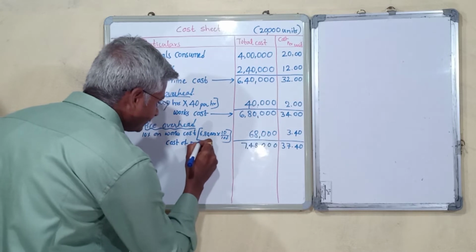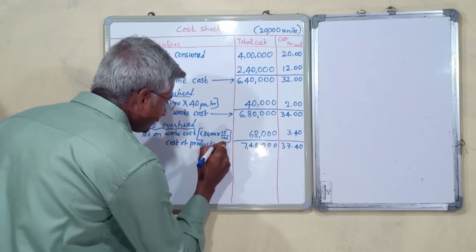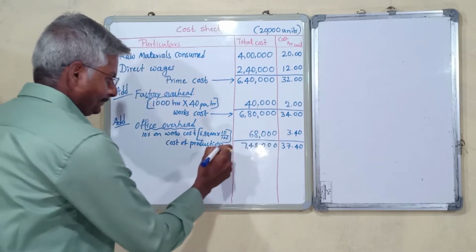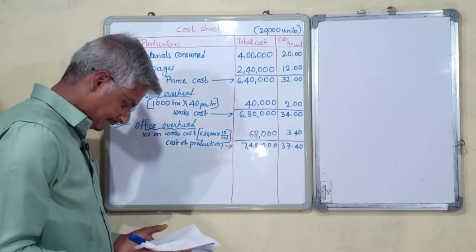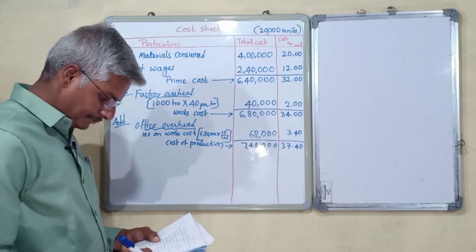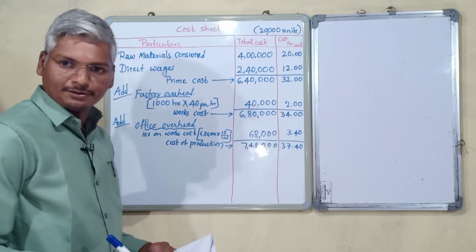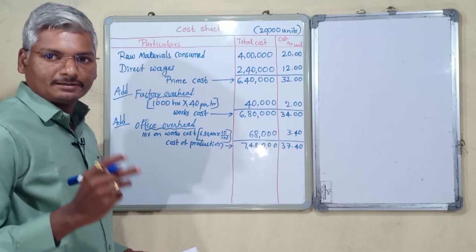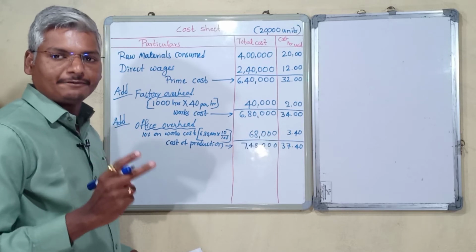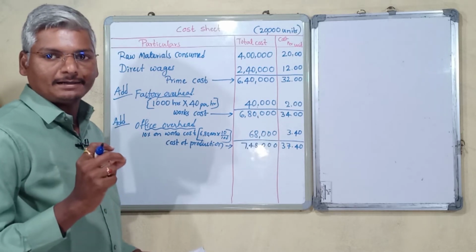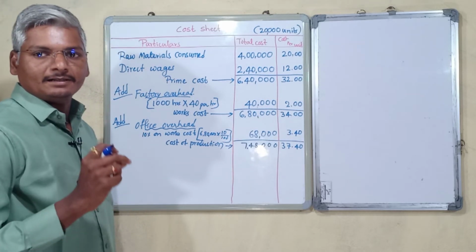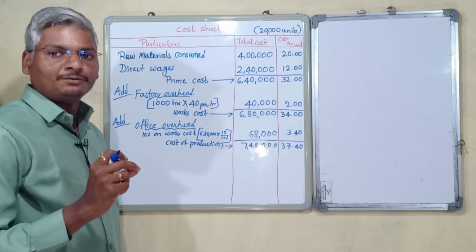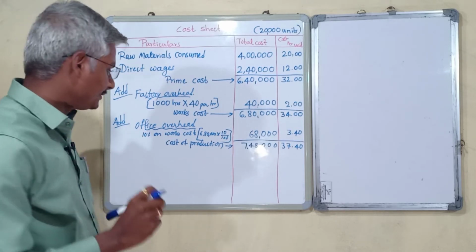Cost of production. Then in the problem they have mentioned something called units produced and units sold. There is a 2,000 units difference between units produced and units sold. So we treat this as opening stock of finished goods and closing stock of finished goods.